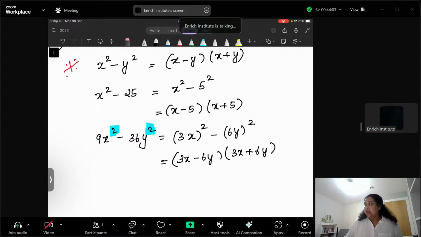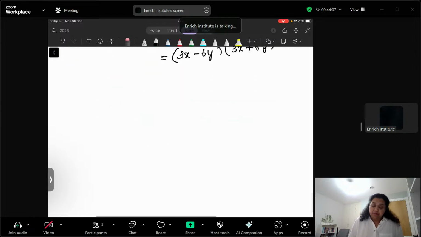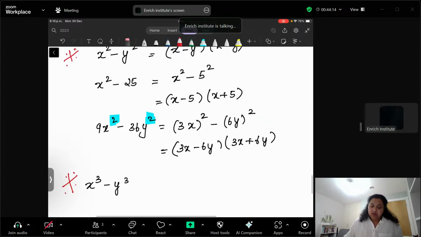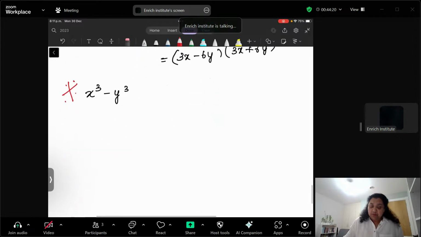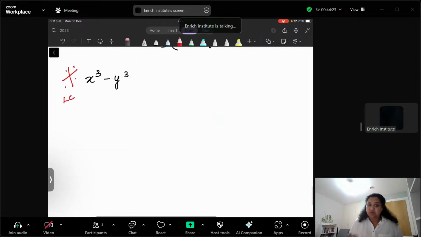Now, another type of factorization is with the expression x cube minus y cube. Pretty important for Leaving Cert, because this was a Junior Cert topic which we had to always remember, but this is a Leaving Cert topic and you will get questions on this. So if you get something like x cube minus y cube, the formula is x minus y times x square plus xy plus y square.